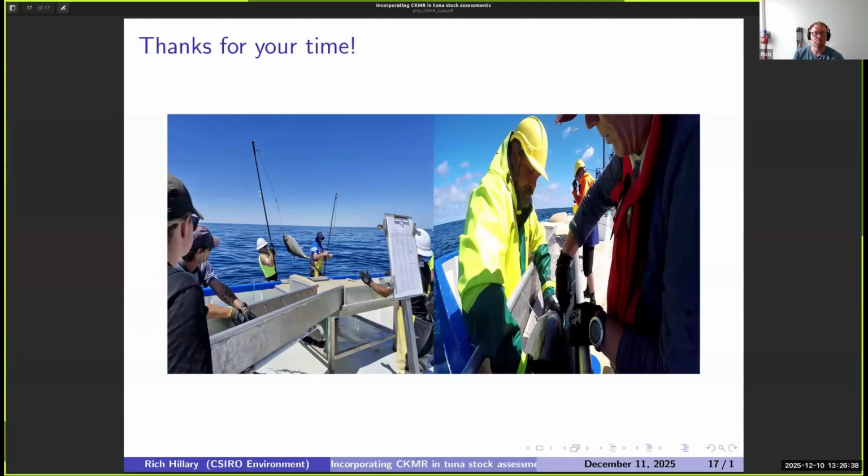This is our gene tagging program. I'm not in any of these pictures. I don't do cool stuff like this, so I like to live vicariously through some of my colleagues because I don't have cool pictures. But this is our gene tagging program at the Great Australian Bight. And thanks for your time, and happy to take any questions now and later on.